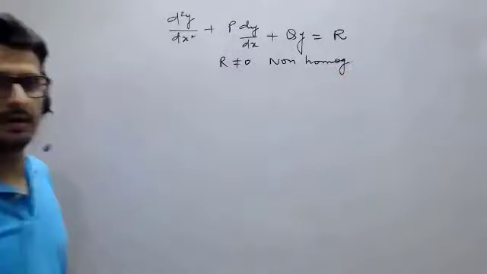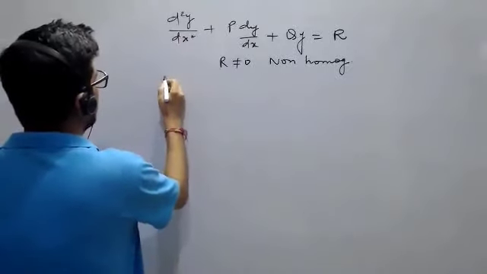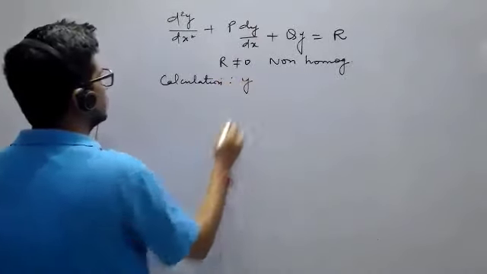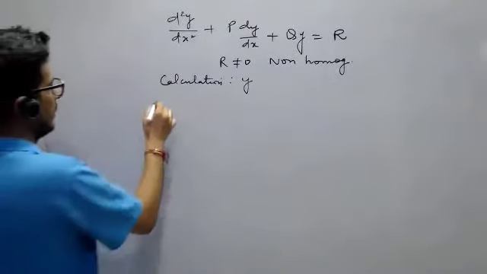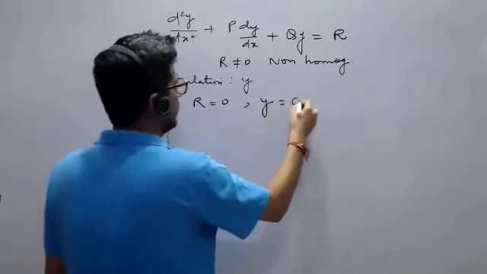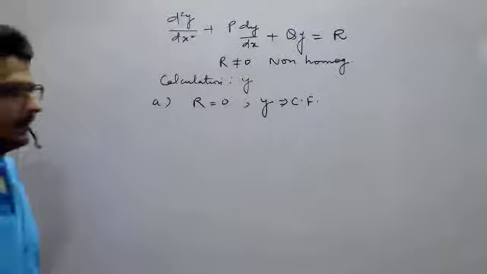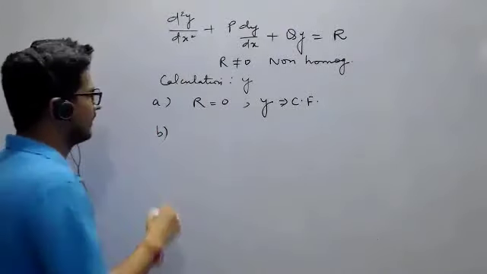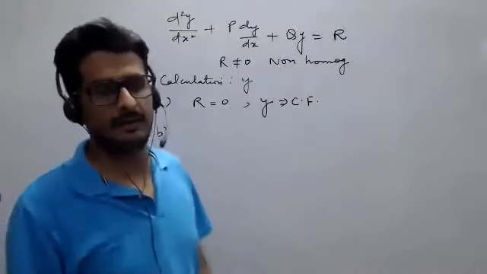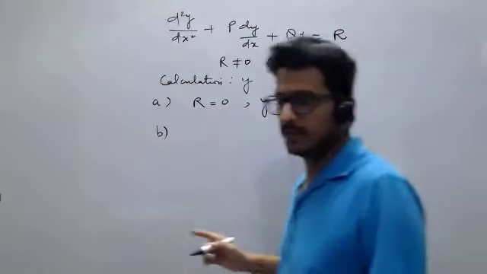And in non-homogeneous, how will you calculate the value of y, which is the solution of the differential equation? As a first part, you will put r equal to 0 and solve like you have done. That will be known as the complementary function for y. This part is the previous part which we have been doing for the homogeneous equation.